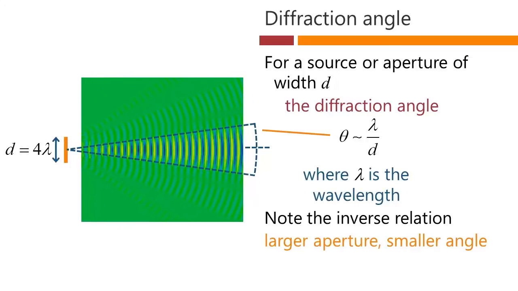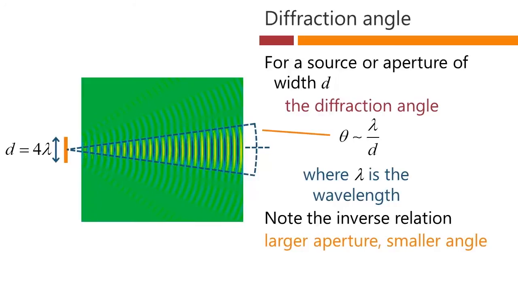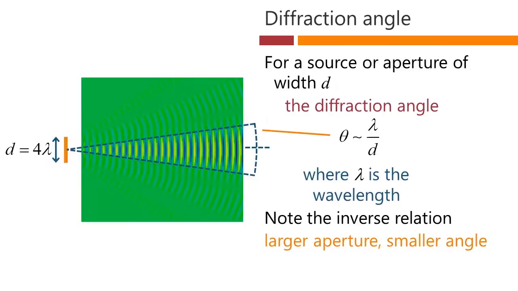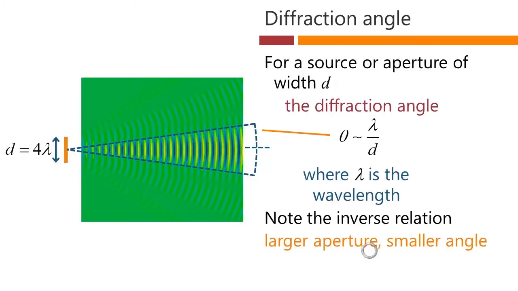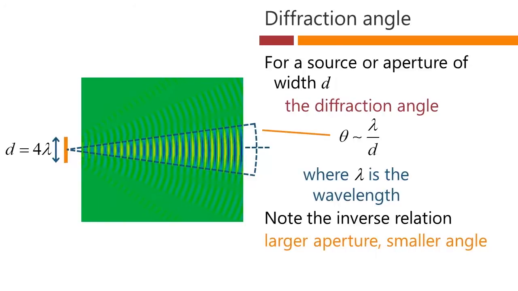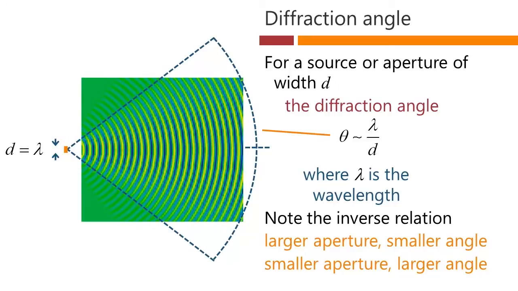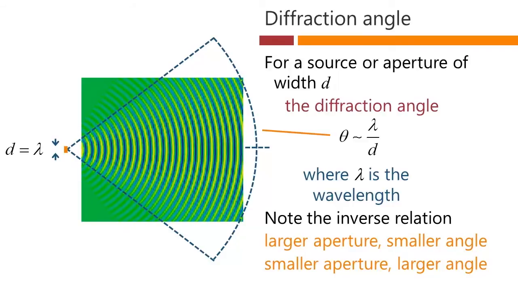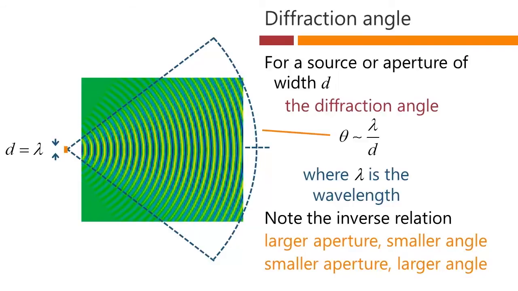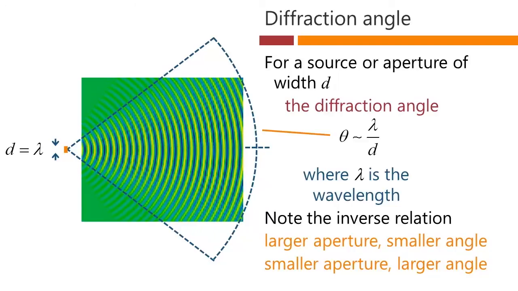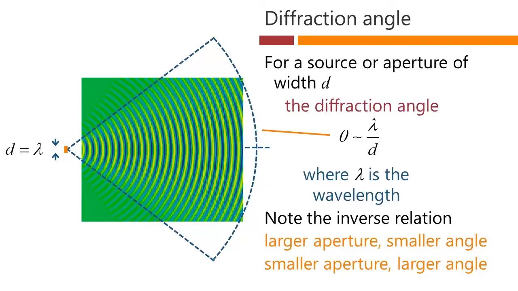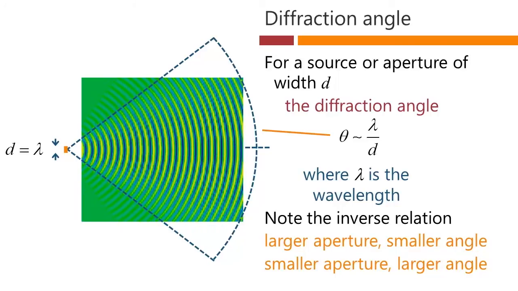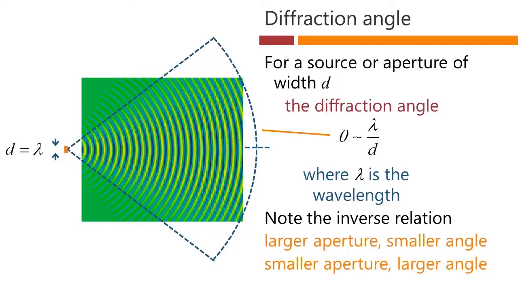And note that if we make a larger aperture here, now we've gone up to 4 lambda, the diffraction angle has become smaller. So a larger aperture gives a smaller diffraction angle. And similarly, a smaller aperture, now we've reduced the size of the aperture or source to just 1 wavelength, gives a larger angle. This is a very general phenomenon with waves, and you see it all over the place. You're quite used to it in the behavior of loudspeakers, where the high-frequency loudspeakers are quite directional, but the low-frequency loudspeakers are really not very directional.